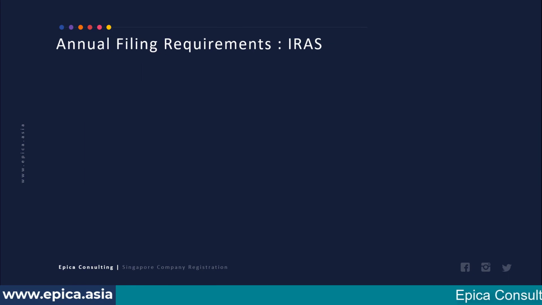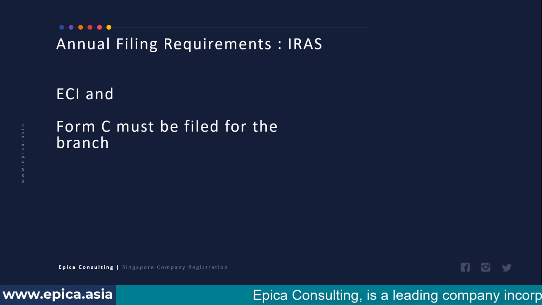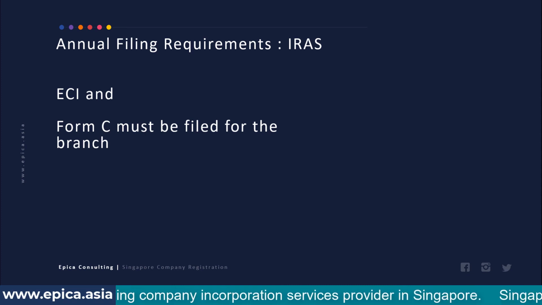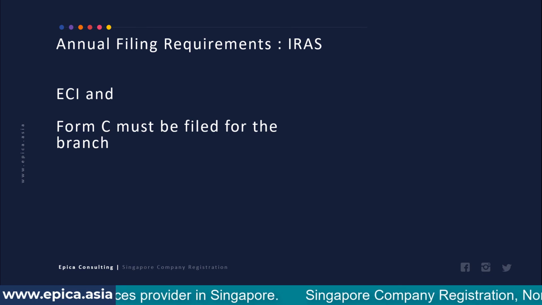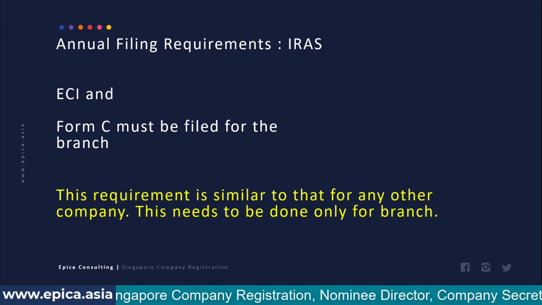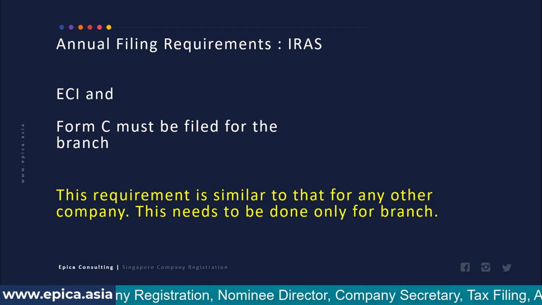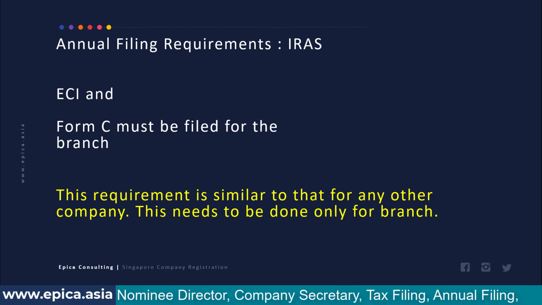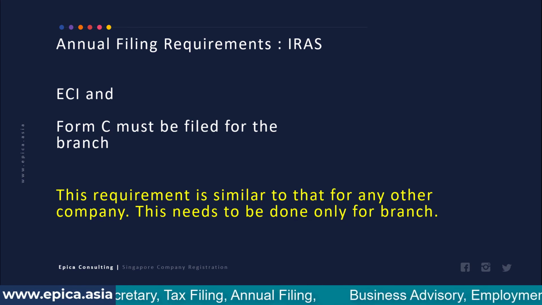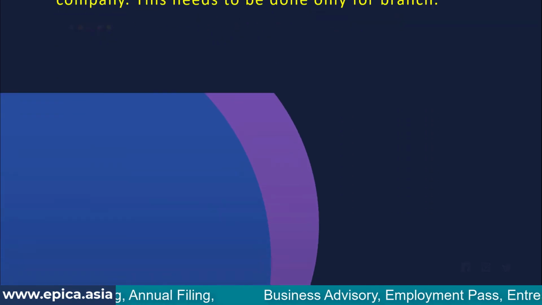And then comes another filing requirement, which is with IRAS, but this is quite simple. You will have to file the estimated chargeable income within 3 months from the end of the financial year of the branch, and Form C must be filed for the branch as per the prevailing timeline. So normally in the year of assessment by 30th November, you have to file Form C. These requirements are quite similar to those of any other company. So there is not much difference for a branch and a subsidiary company so far as IRAS goes. And this information needs to be filed only for the branch.